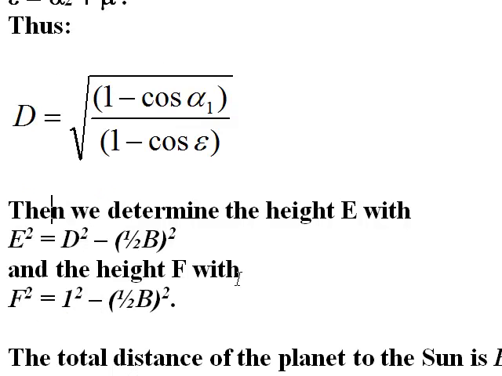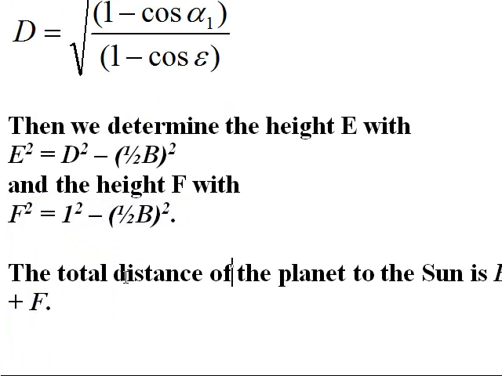And then finally, with the Pythagorean, we come up with the height of each of the triangles, E and F, which we then add, and that's the total distance of the planet to the Sun, which is what we're aiming for.